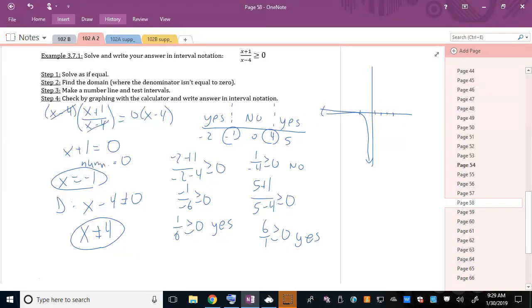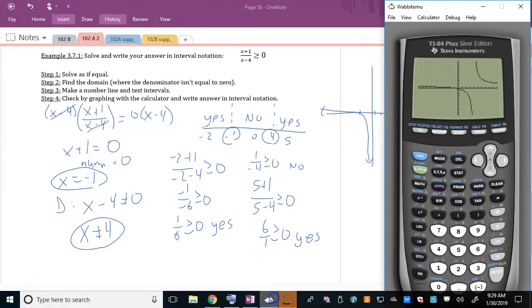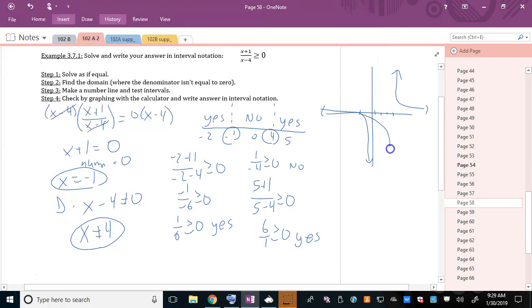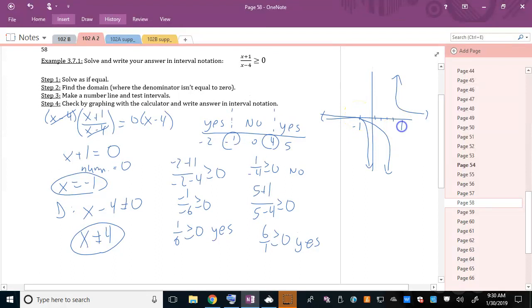Ooh, that's not the best drawing I've ever done. Let's make that more like that. There we go. Now, the -1, this is where we crossed the x-axis, and at +4, that's where we've got our vertical asymptote. So again, you can look at those and hopefully see them from the graph.